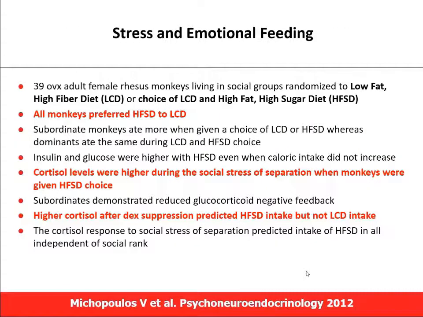So what have I just said? All monkeys like high-fat, high-sugar diets, like humans. Cortisol levels were higher in monkeys who were separated from the troop when they actually had high fat. So high-fat diets don't address stress. They might make it worse. And higher cortisol after dex suppression predicted in these monkeys which of them would like to eat the high-fat, high-sugar diet. So if this sounds somewhat similar to humans, I think it's meant to.